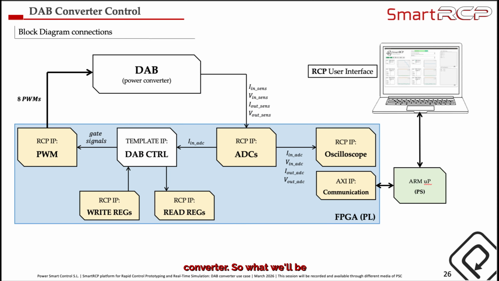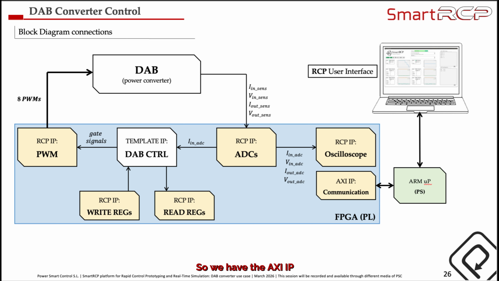So what will we be looking at today? We will be using a real dual active bridge converter, as we have seen, and it will be connected to the SmartRCP. It will interchange these signals. We will be measuring input and output voltages and input and output currents. All of them are DC values. We will be sending 8 PWM signals to the dual active bridge converter. And in the middle, in this blue region, we will have everything that is contained in Vivado.